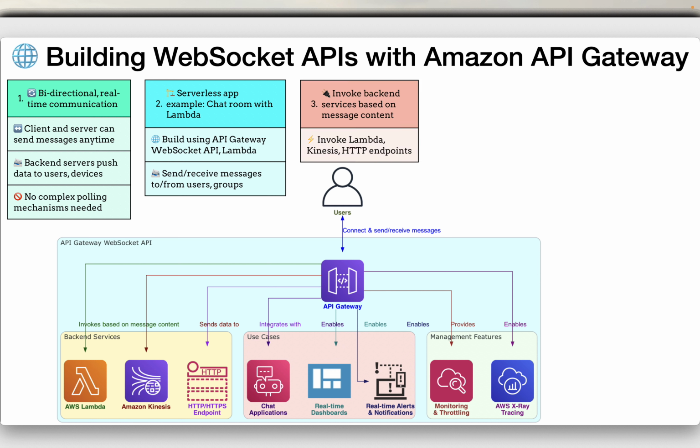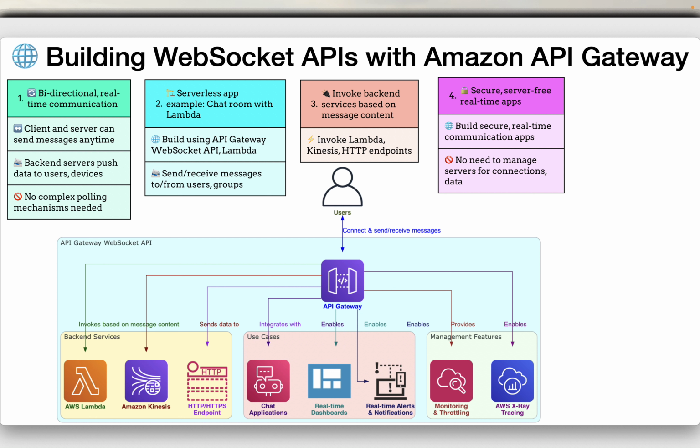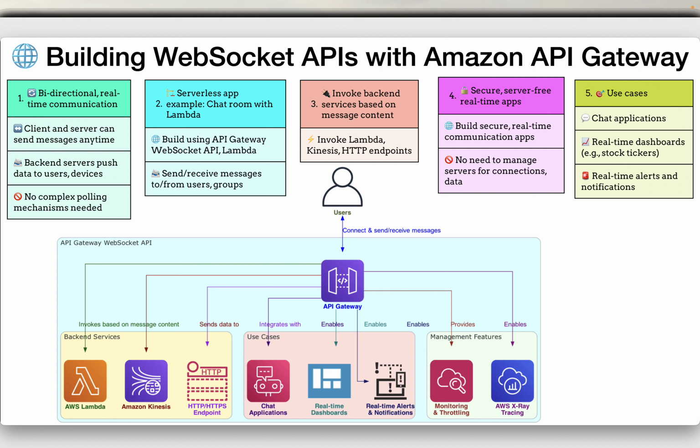You can invoke backend services such as AWS Lambda, Amazon Kinesis, or an HTTP endpoint based on the content of the messages received through the WebSocket API. API Gateway WebSocket APIs allow you to build secure, real-time communication applications without the need to provision or manage any servers to handle connections or large-scale data exchanges. Targeted use cases for WebSocket APIs include real-time applications such as chat applications, real-time dashboards, for example stock tickers, and real-time alerts and notifications.